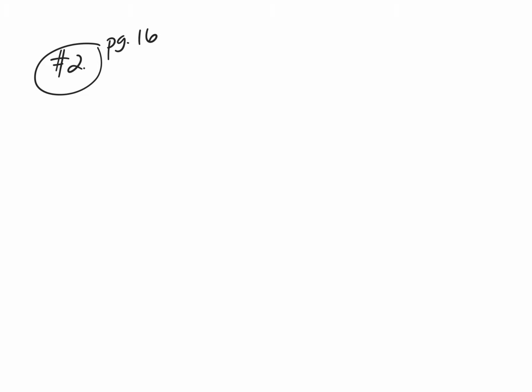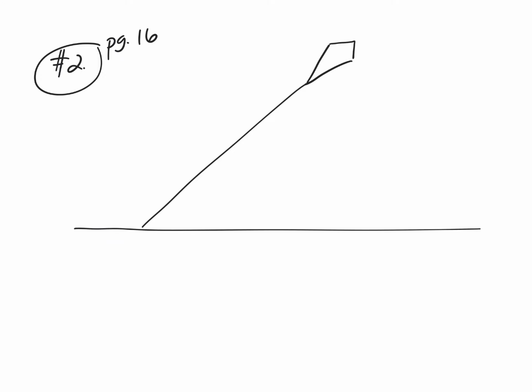Okay, so it says Brendan lets out 350 meters of kite string. He estimates that the angle between the string and the ground is 30 degrees. Okay, so he's let out a kite string. The string is touching the ground, okay? This is the ground, and it says that the angle between the string and the ground is 30 degrees. So this angle is 30 degrees. And he lets out 350 meters of string.